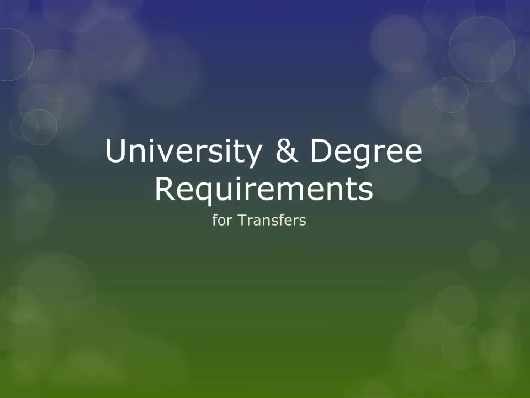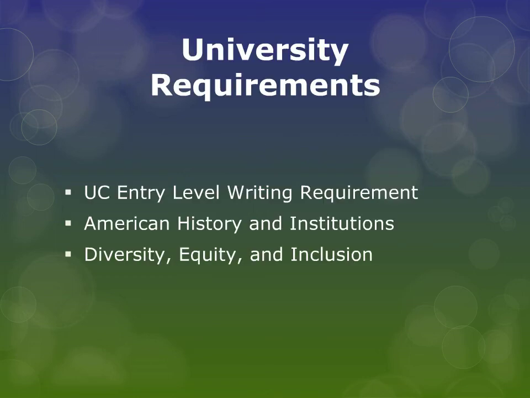This video will provide an overview of your university requirements. These are requirements that all UC San Diego students, regardless of college or major, will need to complete in order to graduate. All students must complete these 3 university requirements to graduate. For the UC entry-level writing requirement, you would have completed it with your transfer courses. Let's learn about your options for filling the remaining 2 requirements.